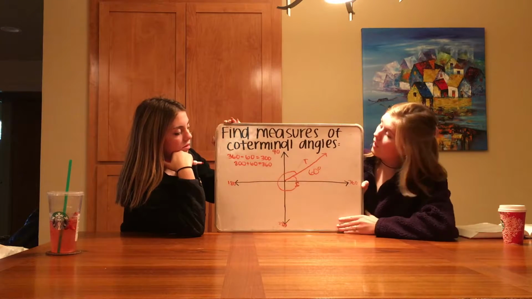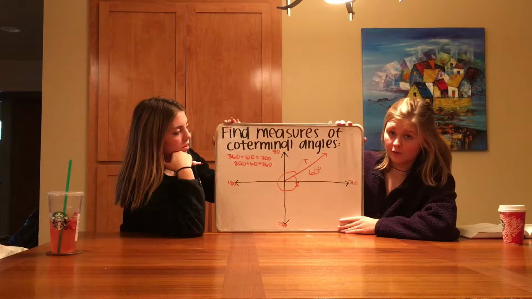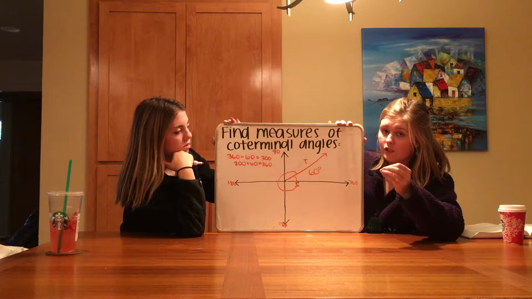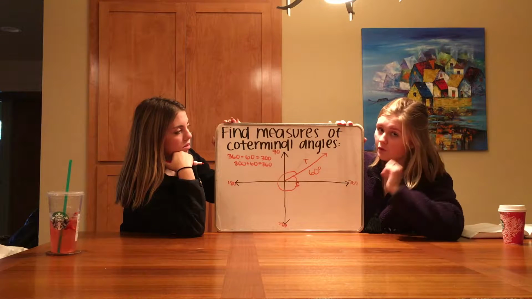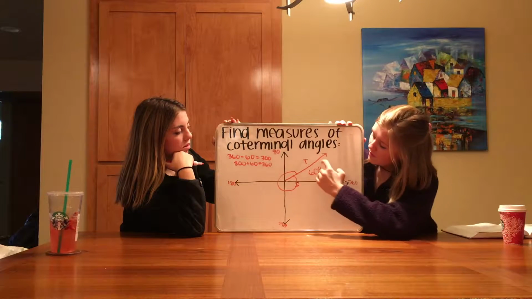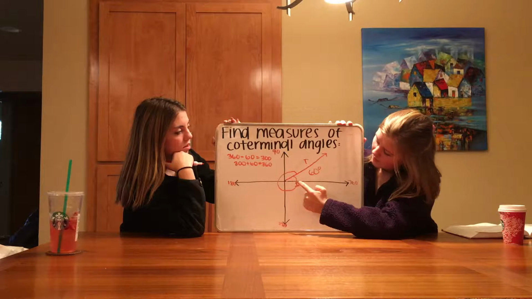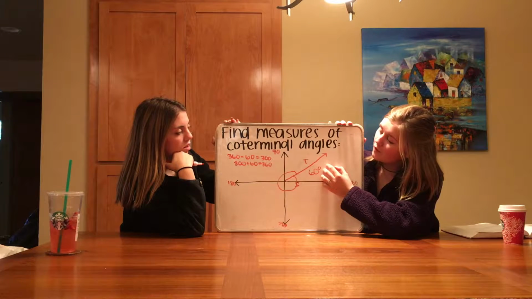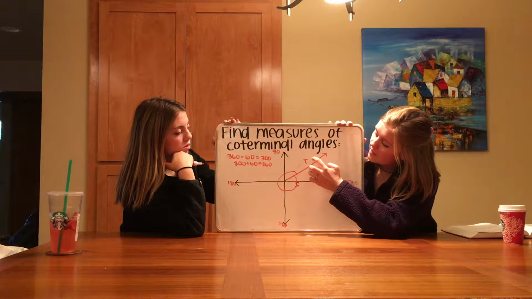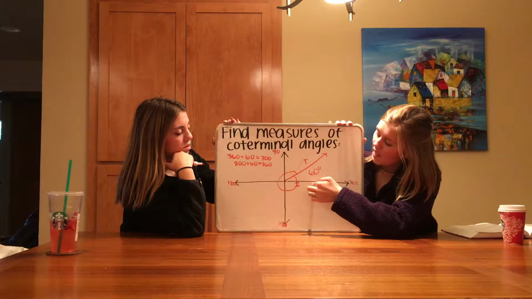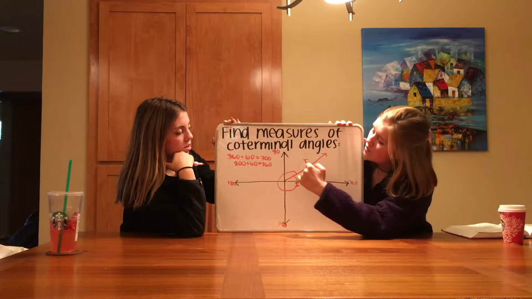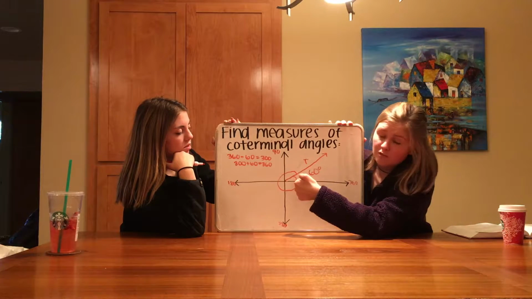So just to make sure you know, coterminal angles share the same initial side and terminal side. So this angle, there's its terminal side, there's its initial side, this 60-degree angle. Now to find the coterminal, we want one that shares the same terminal and initial side, but it's not the same angle, so we don't want it to be 60.